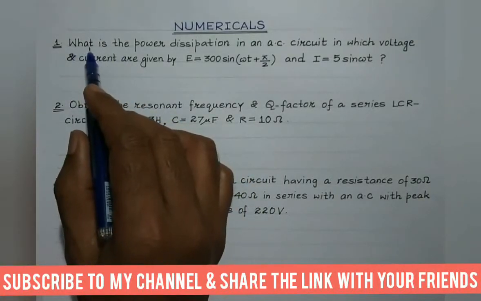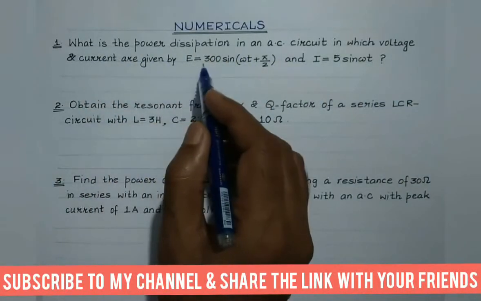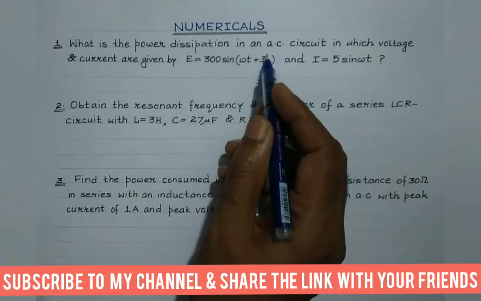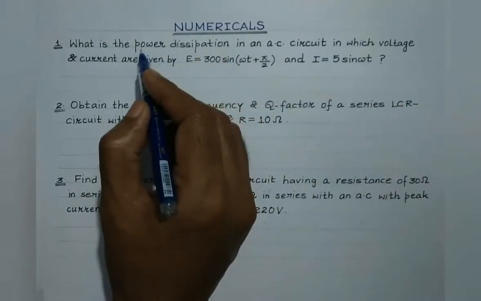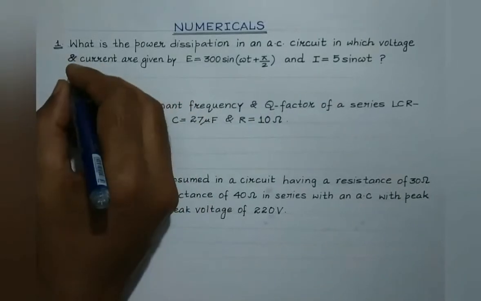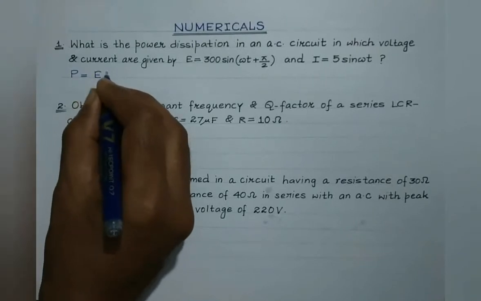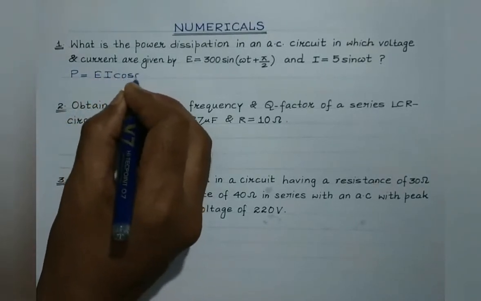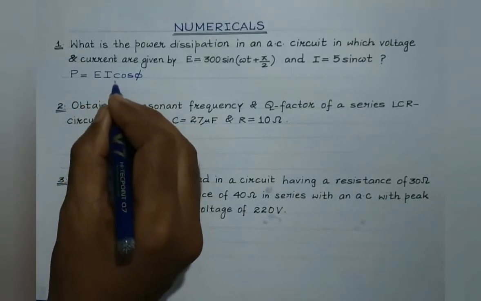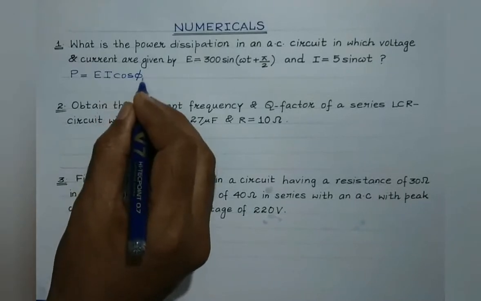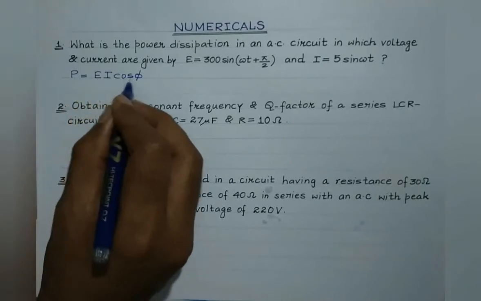The first question states: what is the power dissipation in an AC circuit in which the voltage and the current are given by E equals 300 sin(omega t plus pi by 2) and I equals 5 sin(omega t)? We are supposed to find out the power. Now we are aware that in an AC circuit the power is given by E I cos phi. EI is the apparent power, and cos phi is the power factor, right? So the power of an AC circuit is given by EI cos phi.